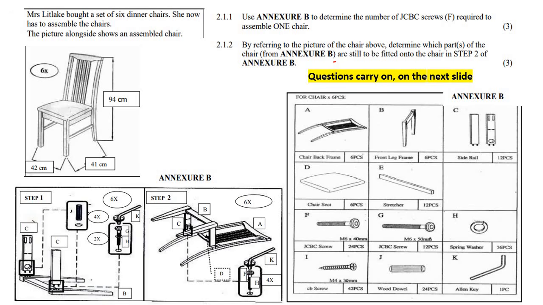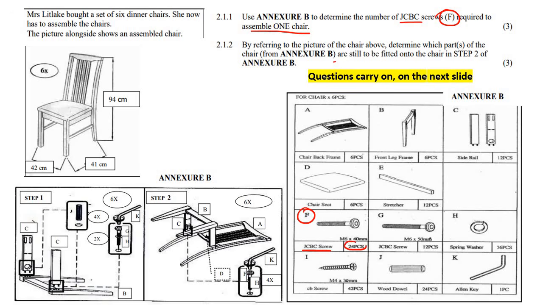Okay, so Mrs. Leclerc bought a set of 6 dinner chairs. There they are. She now has to assemble the chairs. The picture alongside shows an assembled chair. Use annexure B, which is this part and this part, to determine the number of JCBC screws required for one chair. Now, they said it's F. So if you look at F, it says there JCBC screws.